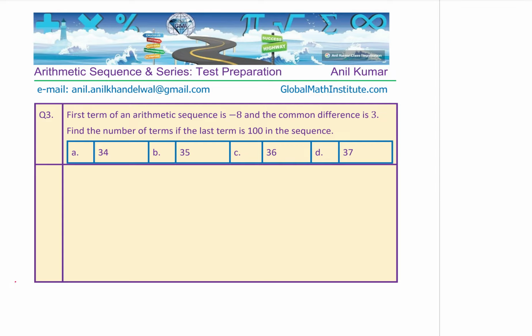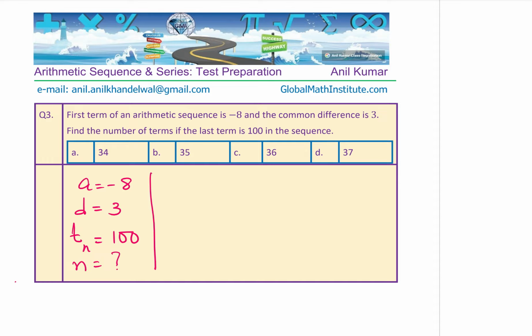Question number 3 here is, the first term of an arithmetic sequence is minus 8 and the common difference is 3. Find the number of terms if the last term is 100 in the sequence. So it begins with minus 8 and the common difference d is given to us as 3. The last term, let's call it tn, is given to us as 100. We have to find the value of n, correct? I'd like you to pause the video, answer this question, and then look into my suggestions, right?